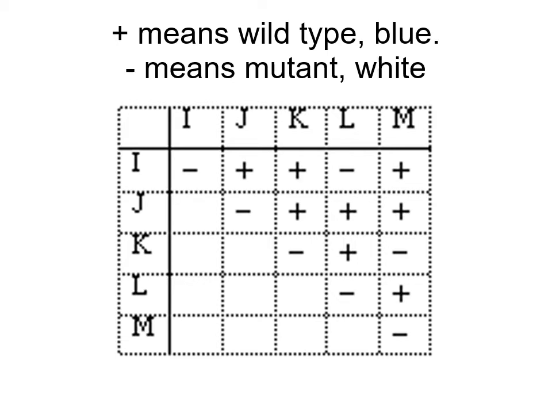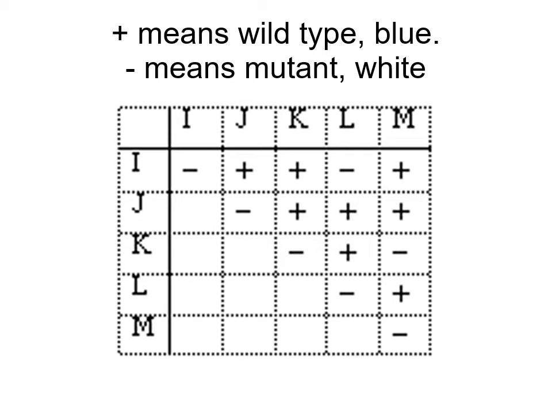If we look at I versus J, K, and M, well, those are all wild type. So what that tells us is that the IL complementation group is different from J, K, and M. So I and L define a mutation or a gene which is different from those involved in mutant J, K, and M.